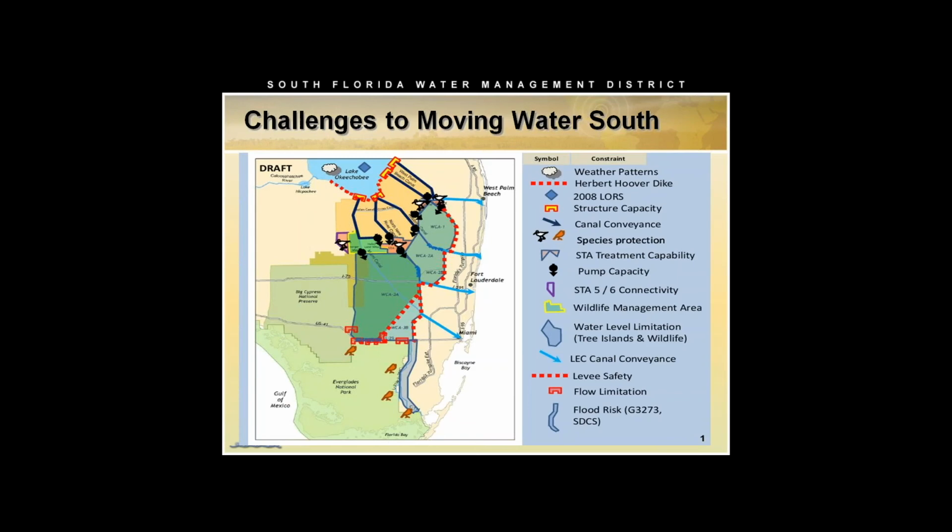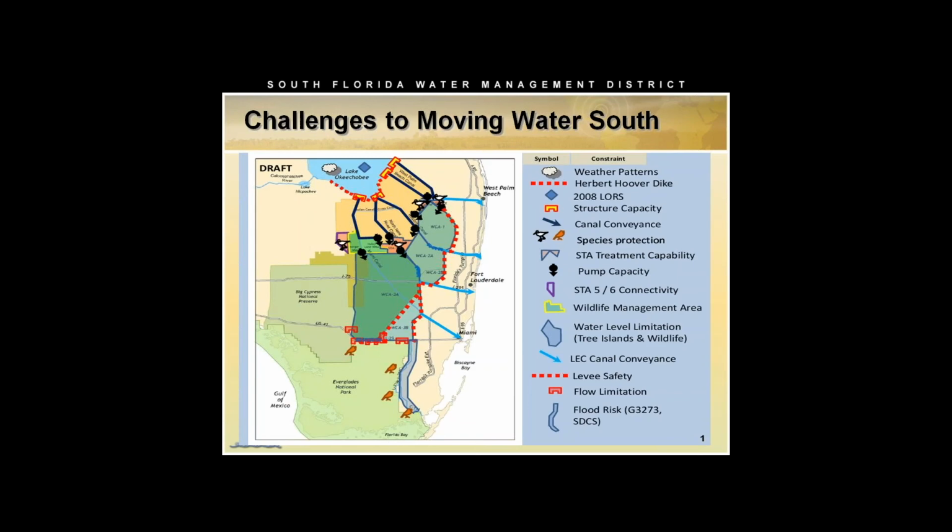Lake Okeechobee's water levels are actually managed by a regulation schedule that the Corps of Engineers is responsible for. The Corps likes to keep that water between 12.5 feet and 15.5 feet. Today, the lake is around 16 feet, and the concern is if it rises up to 18 feet, it's at risk of failure. So the lake's regulation schedule is in itself a constraint on where water can go and how water can be utilized.